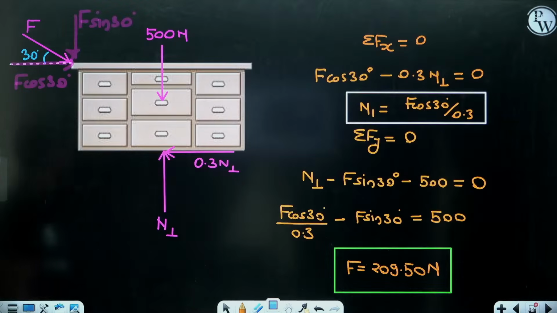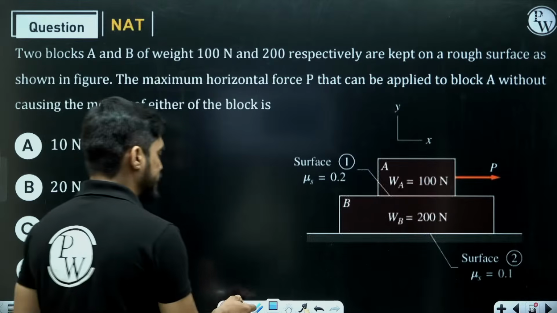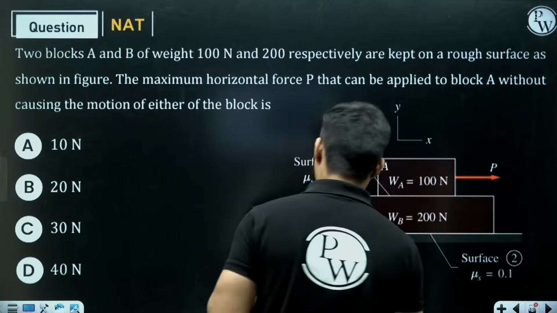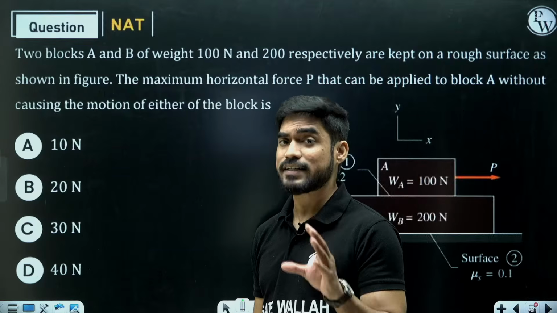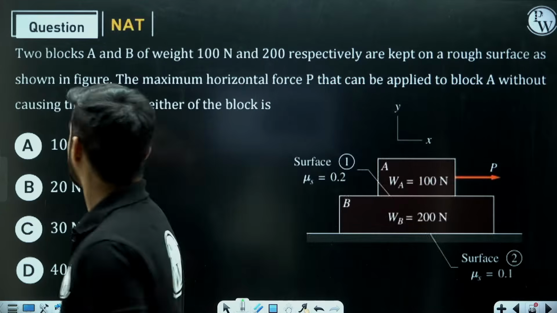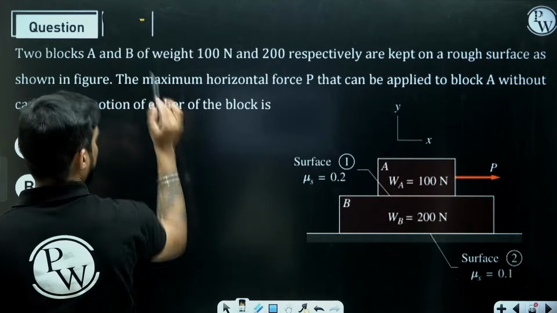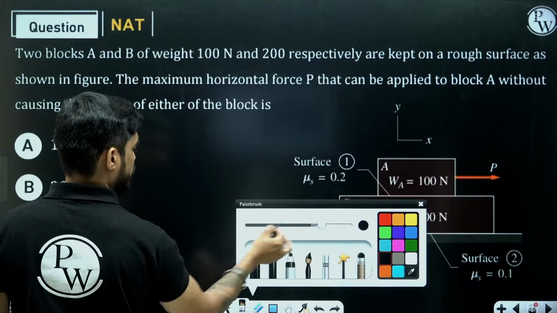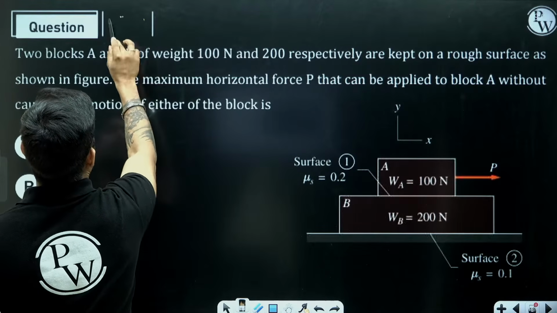Okay, chalo. Now this is a very interesting question. Understand the concept behind this question. Very interesting question where you will understand a very interesting concept. Let's solve this question. This is an MCQ question, not NAT. I don't know why it is written NAT. This is an MCQ question.